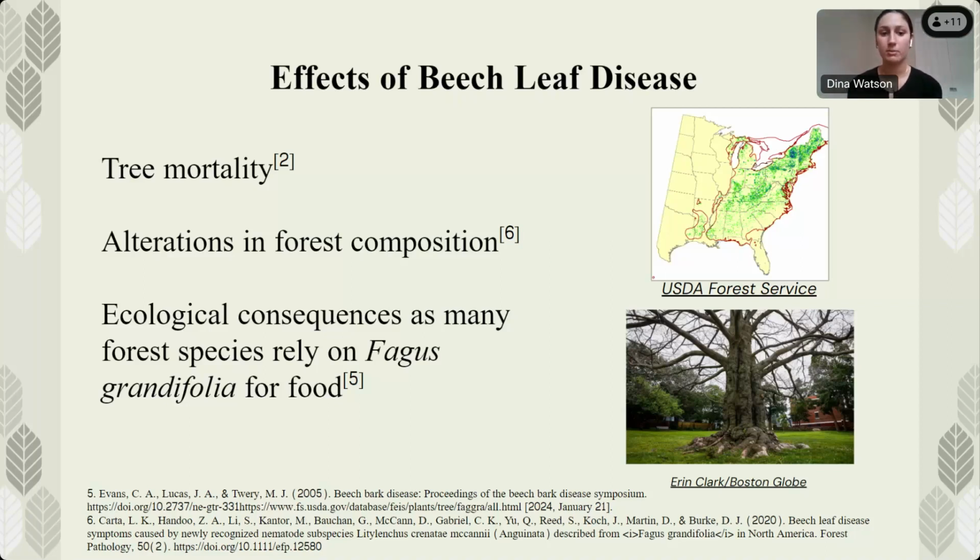Widespread tree mortality of American beech can lead to alterations in forest composition. As I mentioned before, many forests rely heavily on American beech trees as a large fraction of their forest composition. And this alteration in forest composition can lead to ecological consequences, as many forest species such as bears and deer rely heavily on American beech for food.